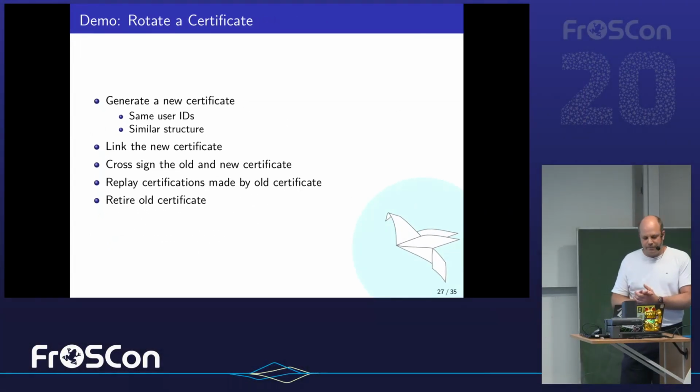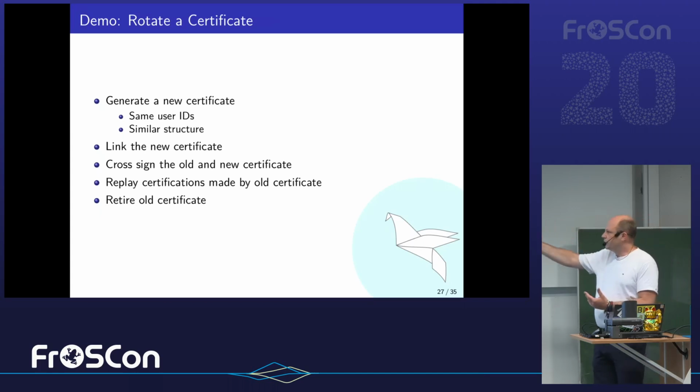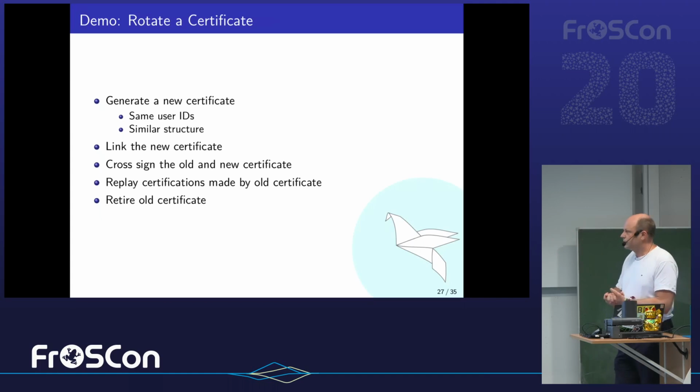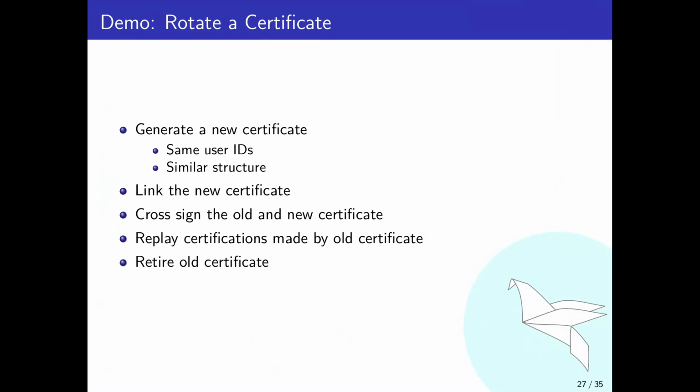Okay, you want a new certificate. You need to generate the new certificate. You want to make sure you use the same user IDs, and you probably want a similar structure. You need to link the new certificate, sq pki link add. You probably want to cross-sign the old certificate and the new certificate. That way people who have your old certificate can find out about the new one. And, oh, there are all those certifications that you made. We should probably replay them onto the new certificate. Like Ada certified Charles, so she should do it again using her new certificate. And don't forget, retire the old certificate. Maybe not immediately, but maybe do it in 6 months.